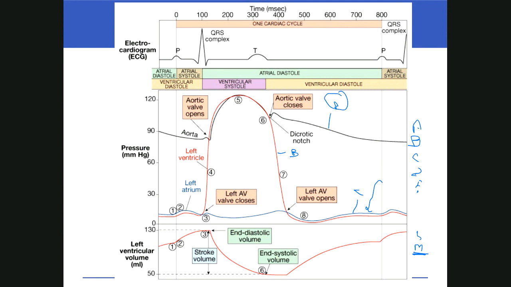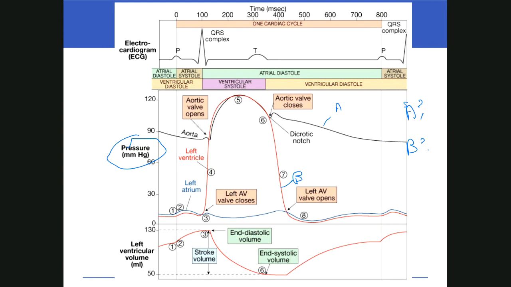So let's practice. If this is A, what does A represent? What is A? You remember? Aortic pressure, right? So if this is B, what does B represent? B is ventricular pressure. Make sense?